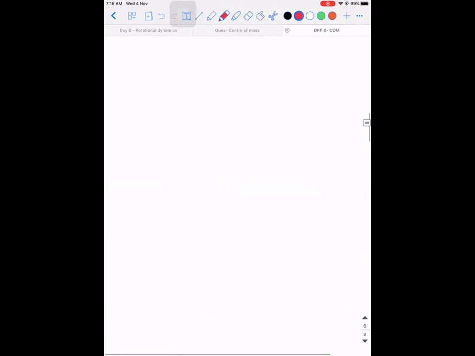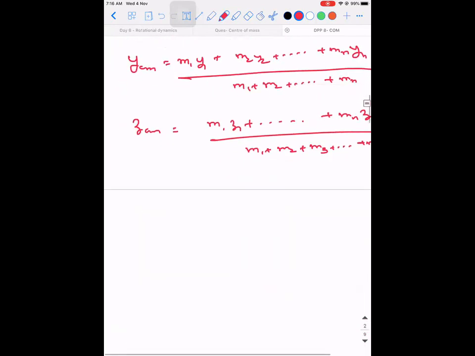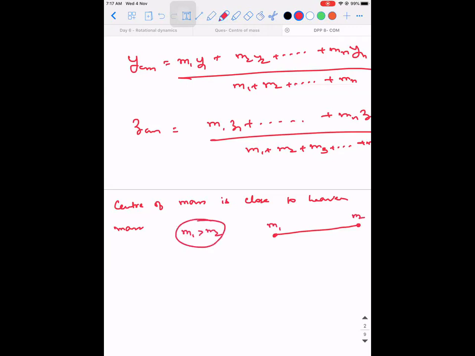Harini, can you tell me the proof for it? Why is it so? How do we prove that it is close to the heavier mass? What we can do is take a two particle system, M1, M2. I'm saying M1 is greater than M2. Let's say the distance of separation between them is R, and from M1, let R1 be the distance of the center of mass.